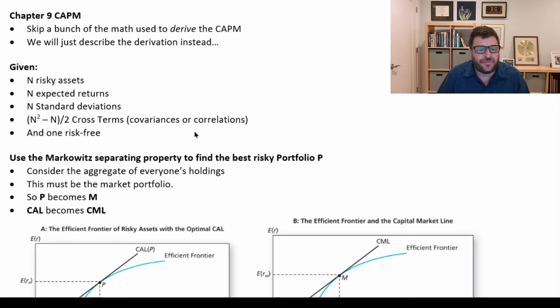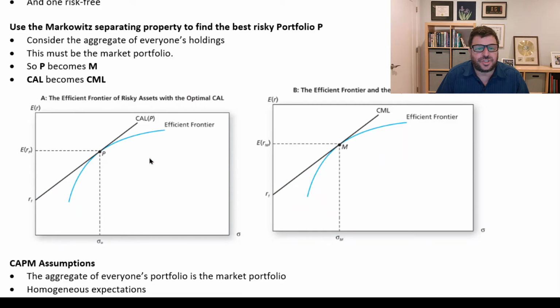In addition, we have (n squared minus n) over 2 cross terms or covariances and 1 risk-free asset. So this is our data set. We use the Markowitz separating property to find the best risky portfolio P. And we can consider the aggregate of everyone's holdings must be the market portfolio. If we do this with some number of stocks n, then we get P, but if we do this with everybody's stocks, it becomes M.